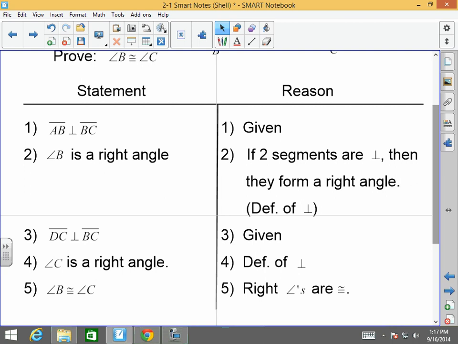Great question. Because remember, the definition of perpendicular: the two lines or segments or rays that form right angles. They don't say they form 90-degree angles. They say they form right angles. Now, we know that right angles equal 90 degrees. You have to go in that sequence. Okay?